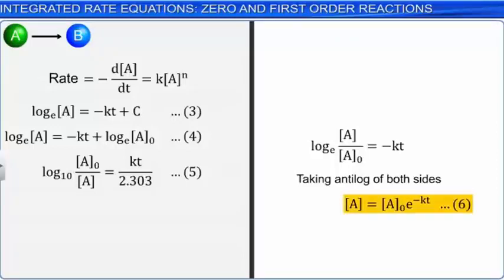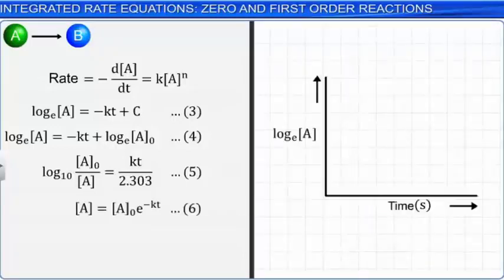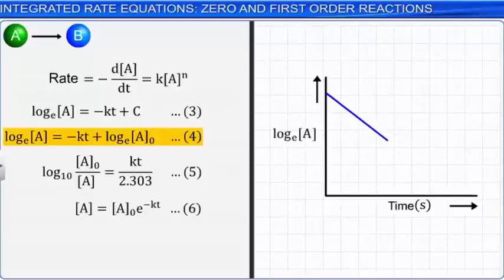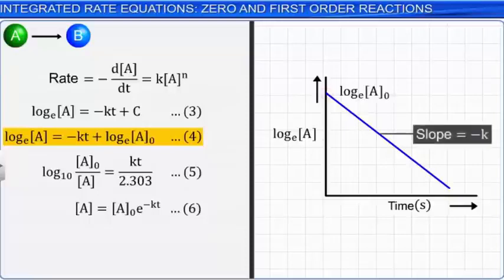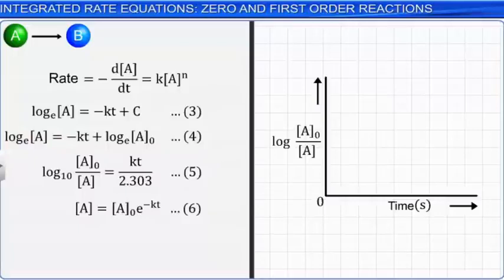If we plot equation 4 on a graph, then we get a straight line with the y-intercept as ln of the initial concentration [A0] and slope as minus k. If we plot equation 5 on a graph, we get the graph as shown here.